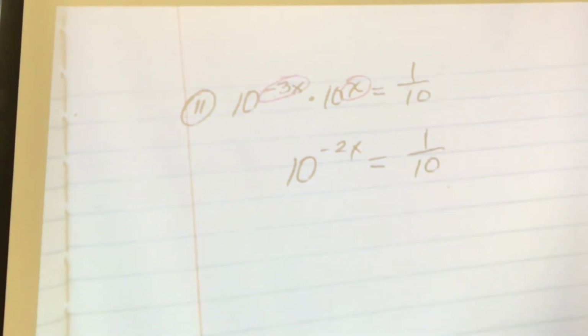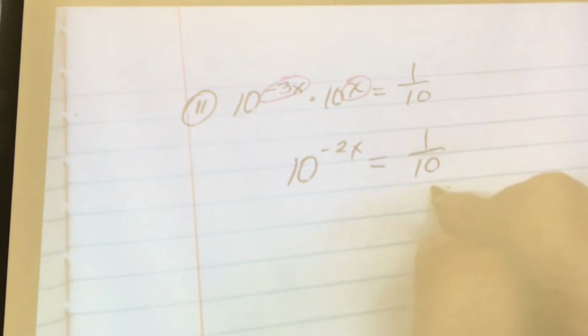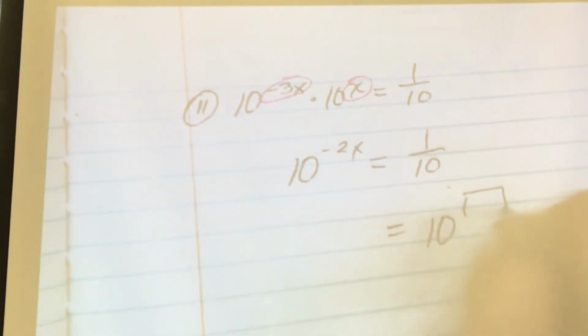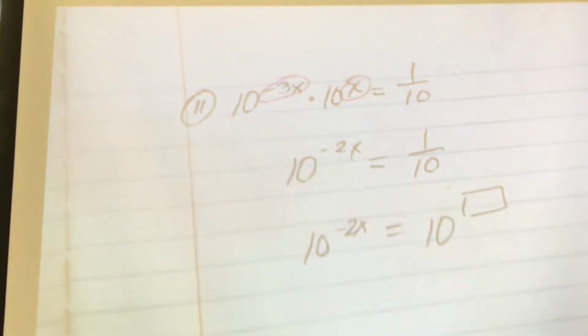Raise your hand if you can tell me. We did it yesterday, and the day before, and last week. How can I write 1/10 with a base of 10? 10 to the what gives me 1/10? Do not yell it out. Go back in your notes. It is in yesterday's notes. 10 to the something gives you 1/10.